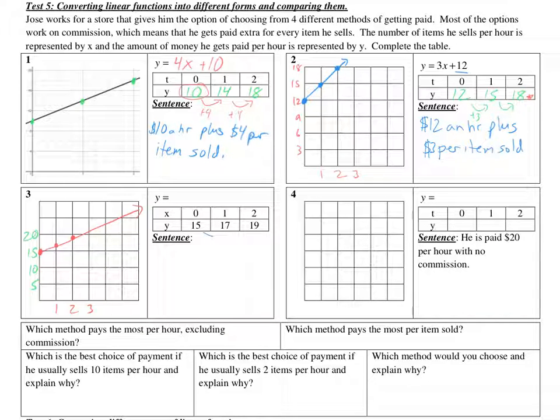Let's just think of it as a sequence. What are we adding each time? 2. Are we adding 2 repeatedly? So wouldn't that be a 2x? Is the slope of your graph 2 every time? And what's my y-intercept? What is my 0 value? Isn't it 15?